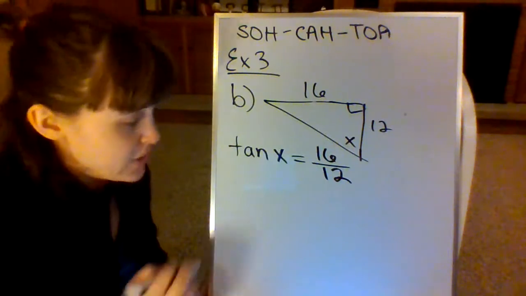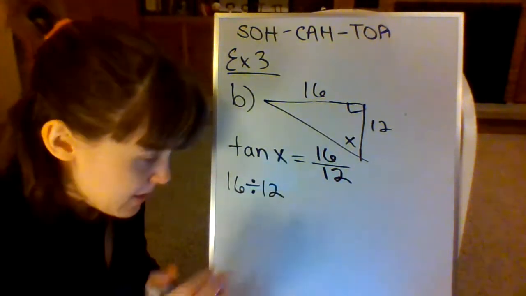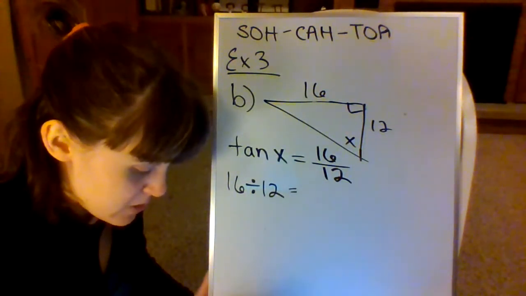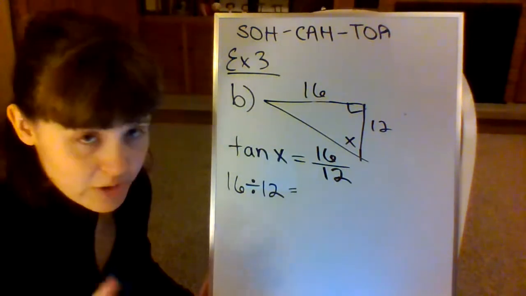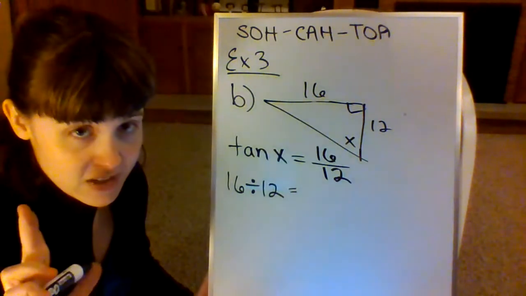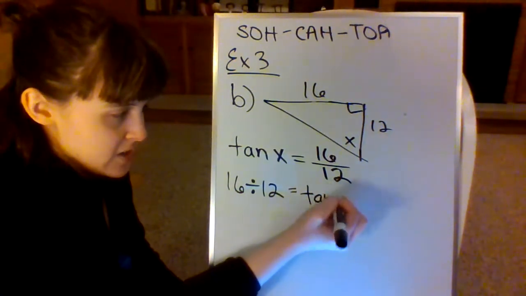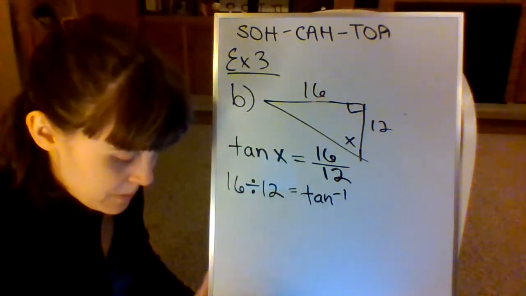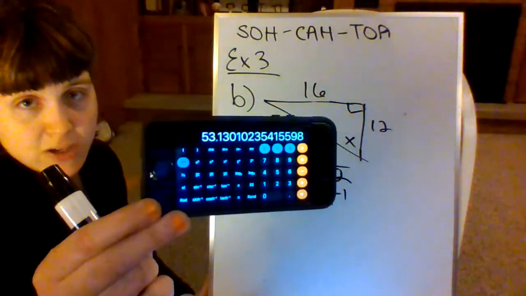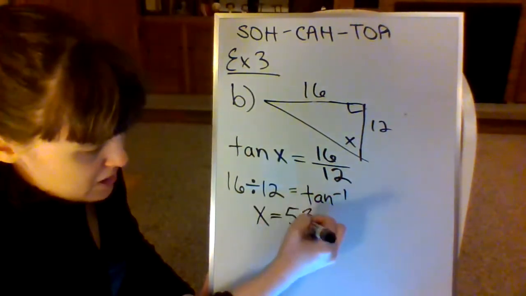Okay, so first we're going to do 16 divided by 12, and then press the equal sign. So 16 divided by 12 equals, and we're already in that mode where we can do tangent inverse, so don't press second again, just leave it alone. Press the one that says tangent inverse, so the one that looks like this. Okay, and if you round to the nearest degree, this is going to be 53 degrees. So x equals 53 degrees.